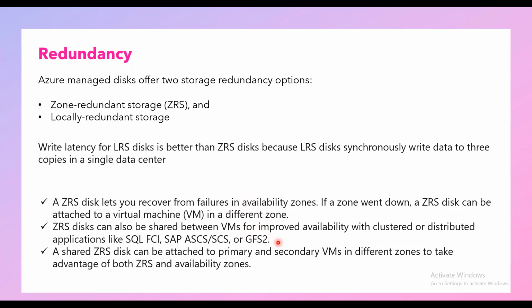And even if you are planning to configure failover clustering, or SAP ASCS, or clustering, or a GFS version 2 distributed application, then definitely you can use the shared disk that is provided with the ZRS option. So ZRS shared disks give you improved availability with the clustering features. You can also choose this option. Okay, so a shared ZRS disk, you can attach it to 2 virtual machines running in 2 different physical availability zones or physical data centers. So you can achieve much better availability with shared ZRS disks.